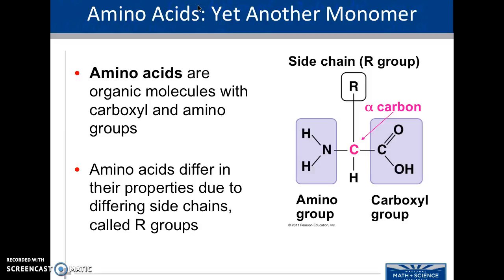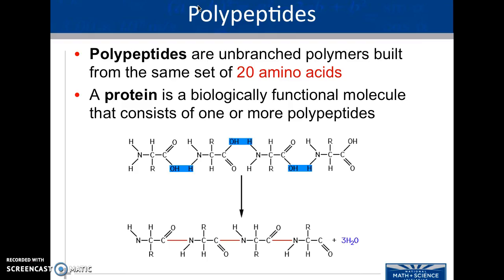Amino acids are an organic molecule with a carboxyl and amino groups. Carboxyl is going to be COOH, and amino groups are going to be NH2. We also see another R group. Amino acids differ in their properties due to the different side chains or R groups that show up. But the amino acid monomers are going to be the single units that create our proteins.